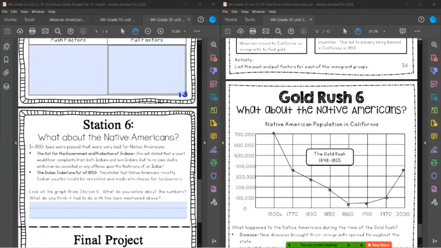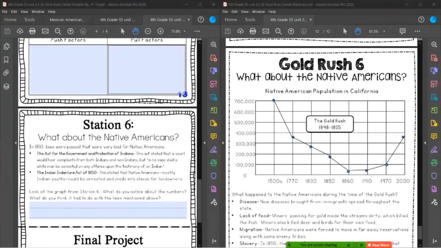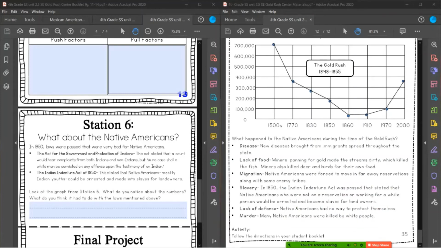Okay, so we're going to take a look at this graph, and the title of our graph here is Native American Population in California, and we're going to be looking at this period of the gold rush, which was between 1848 and 1855. So we're looking at right between here and midway through. Now, what are the things that happened during this time period of the gold rush?